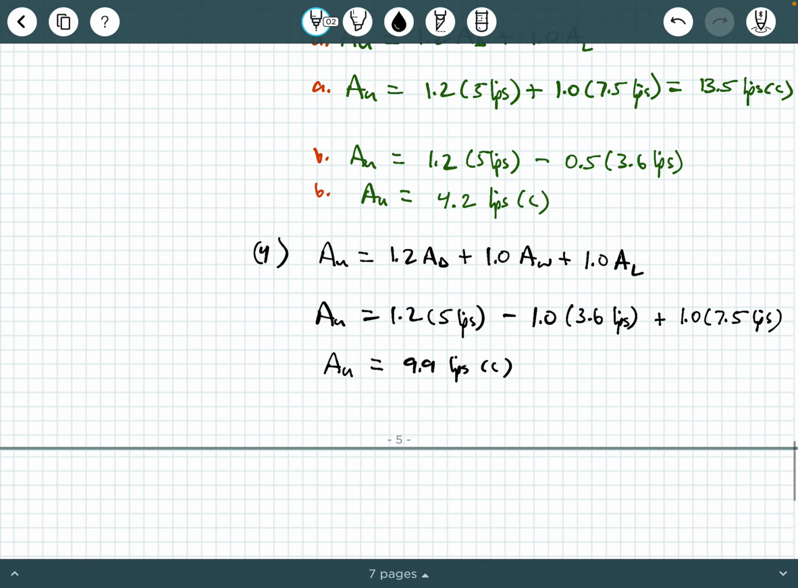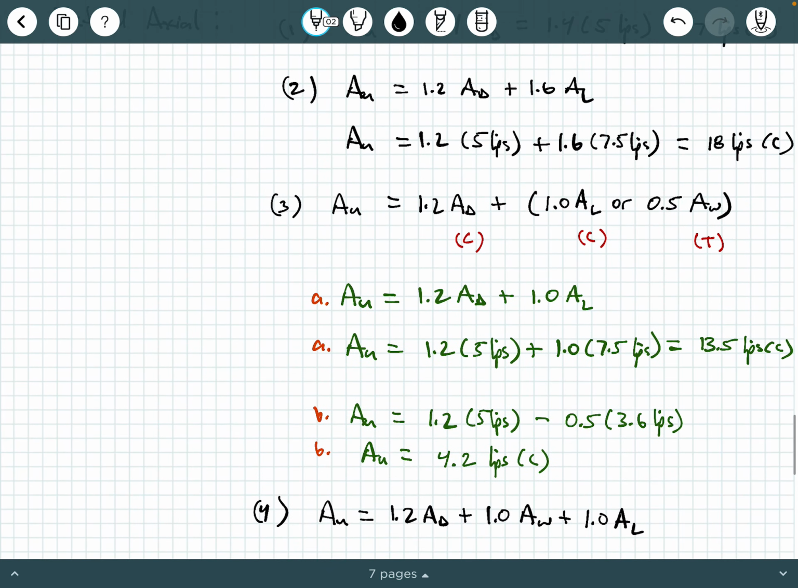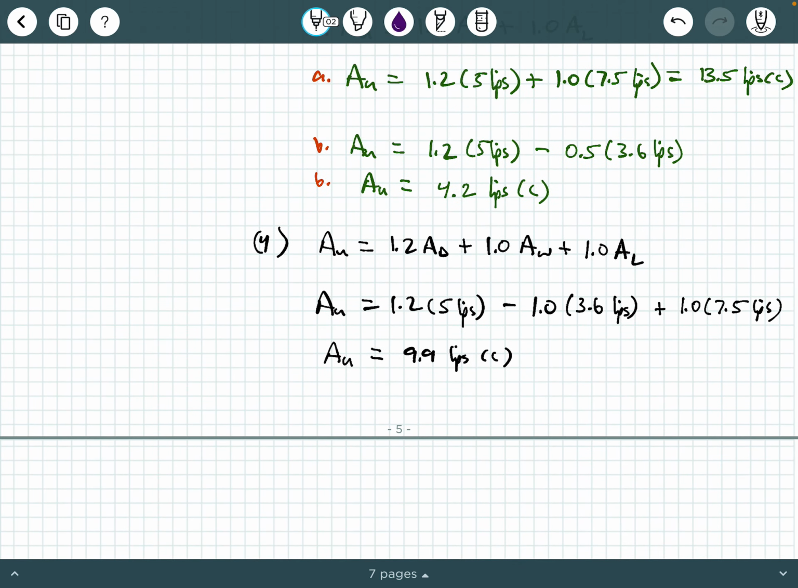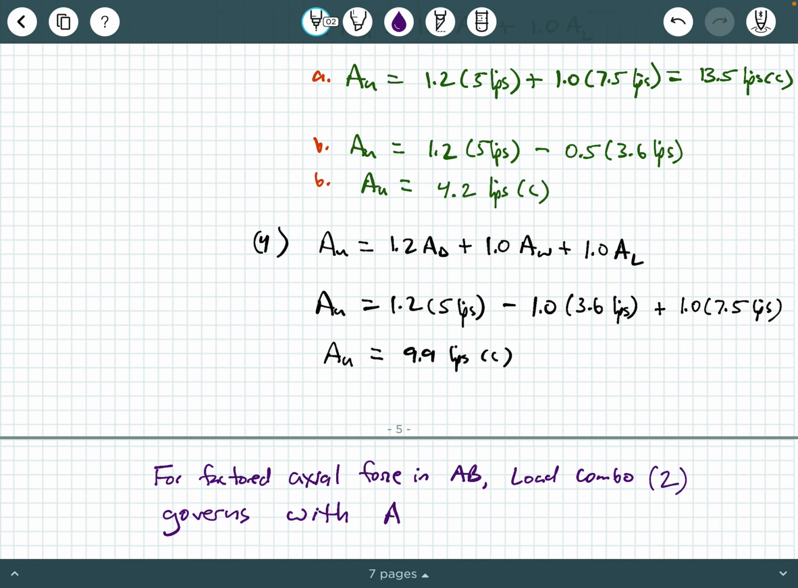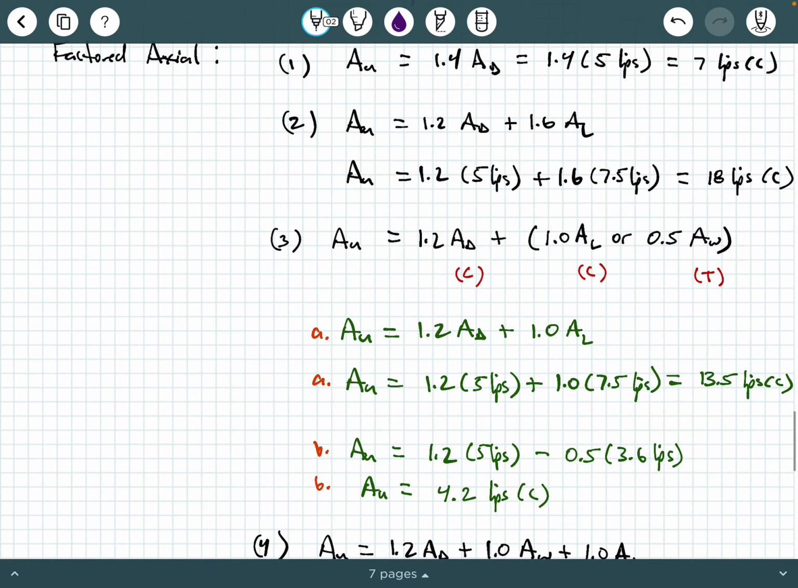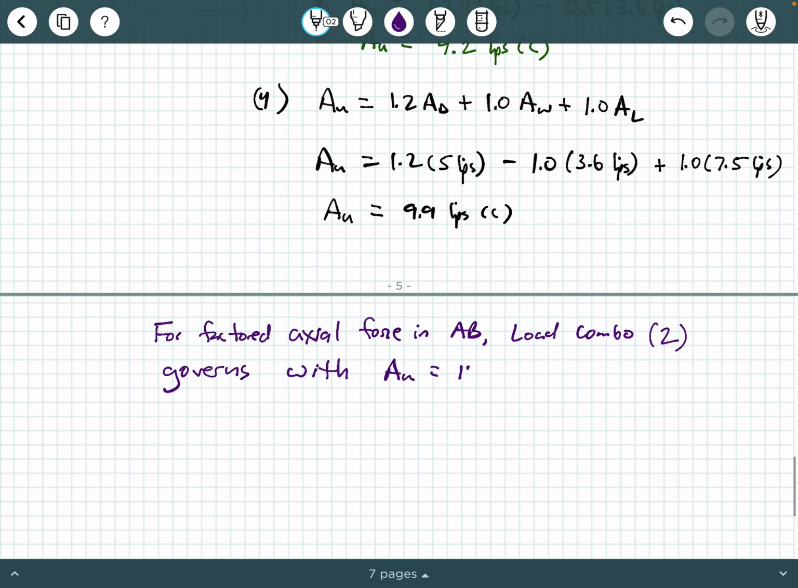So regardless, it looks like load combination 2 governs. So let's make a comment here for factored axial force in AB: load combo 2 governs with AU equals 18 kips in compression.